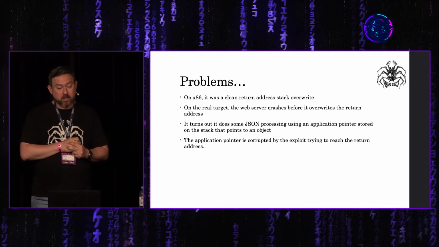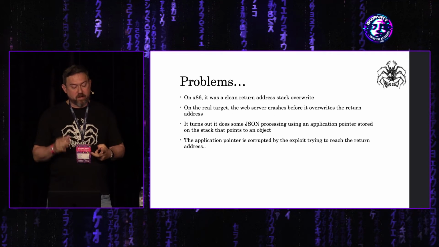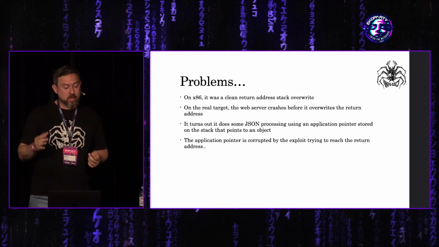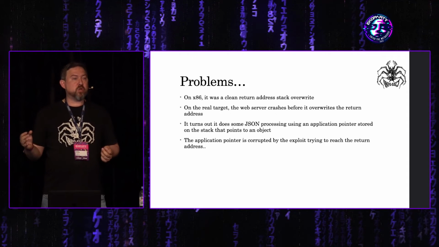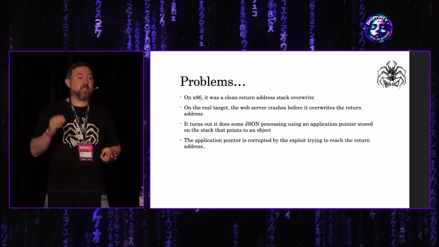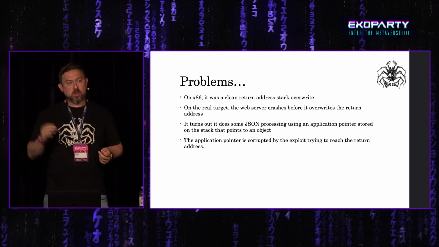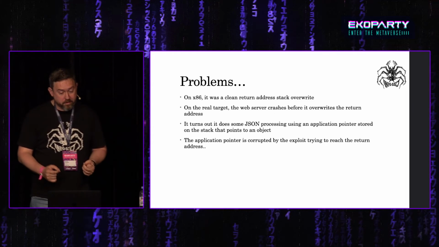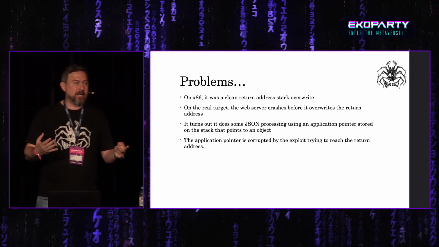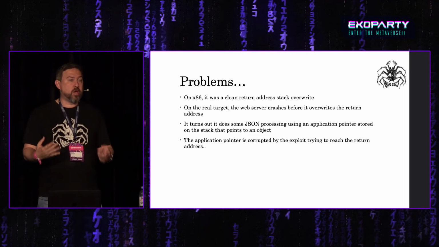On x86, it was a clean return address stack overwrite. Now, on the real target, the web server crashes before it overwrites a return address. What's happening is that there's an application pointer on the stack before the return address that points to a JSON object, and this JSON object is parsed. Because we've corrupted the stack, this application pointer is corrupt, and now it's pointing to an invalid JSON object, and we're getting a crash before that. So that's a real problem. Your classic OSCP style, overwrite the return address, doesn't really work in this particular case.